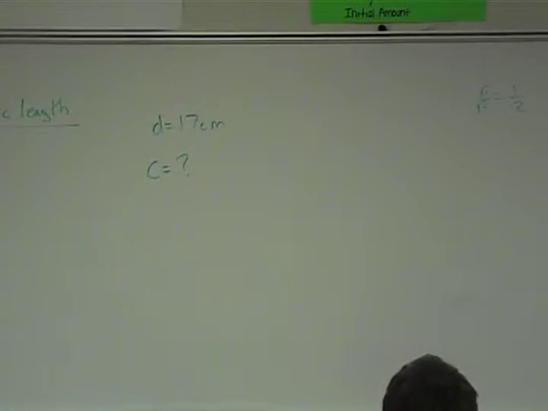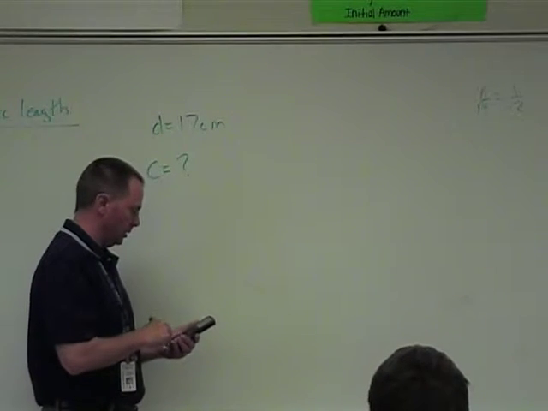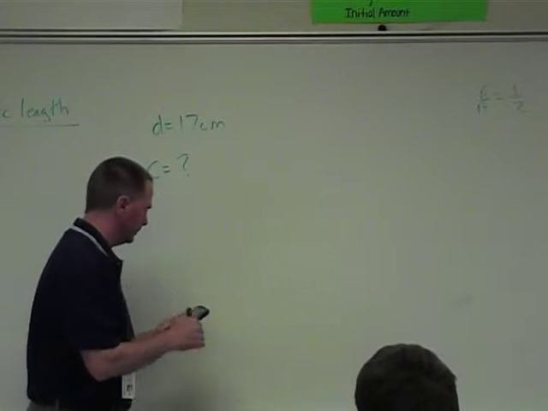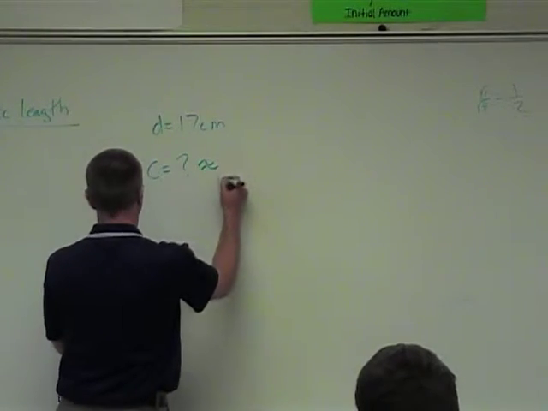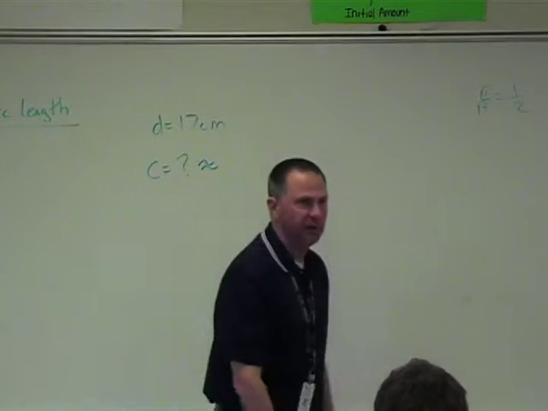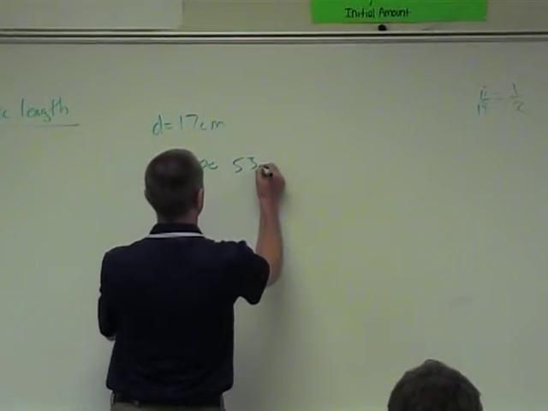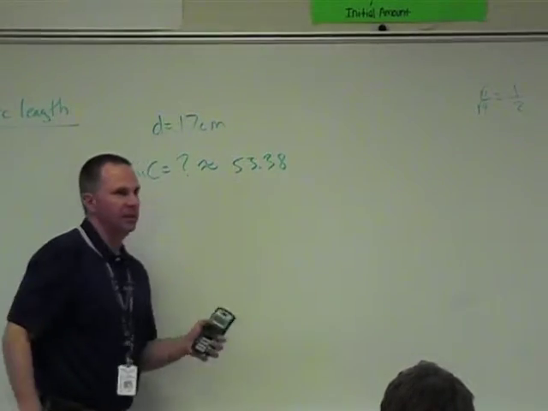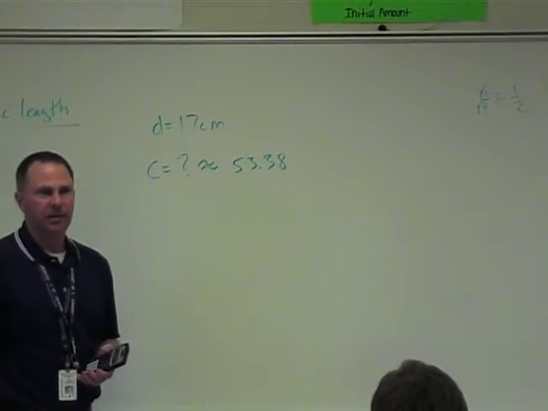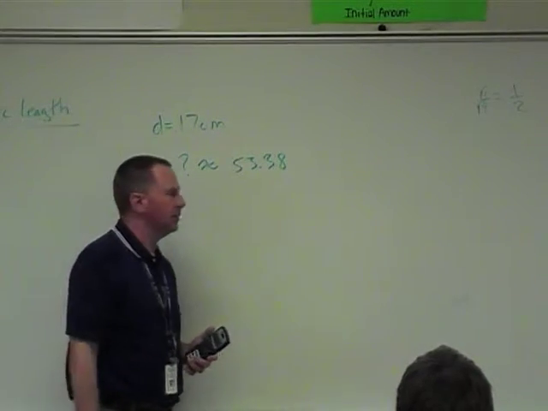Oh, this is going to be easy. Everybody use 3.14. What are we going to round to? It doesn't say, so everybody round to the nearest hundredth. 53.38. Unless it says otherwise, for today, let's do the hundredths, okay?